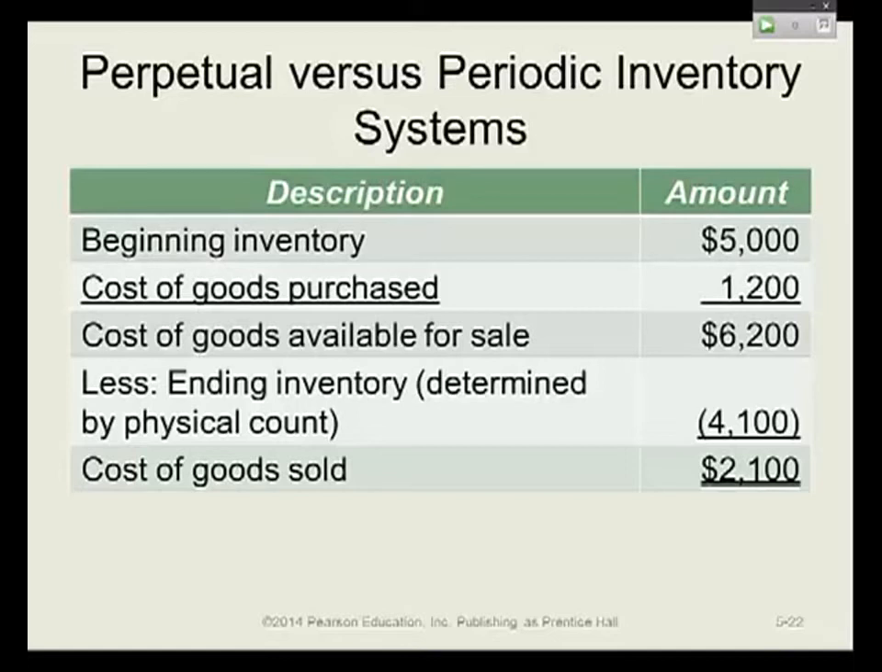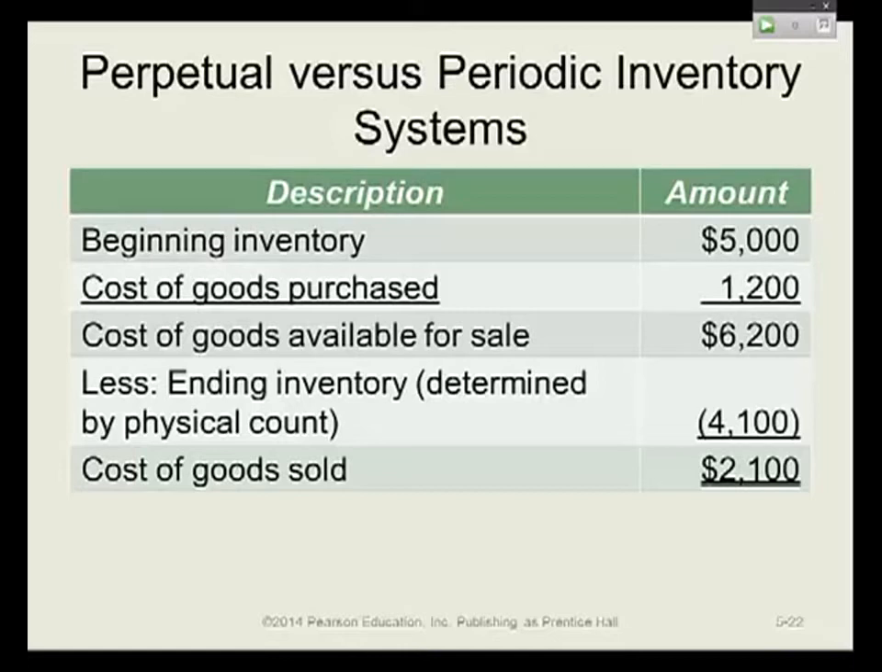And it's almost like a scale, so what goes into this goods available has to equal what comes out of it. So in this case, if we counted 4,100, then 2,100 has to be in cost of goods sold. So the 62 minus the 41 gives us the cost of goods sold. So it's like a scale. It balances. What comes into the system, what comes into goods available, has to go out. And that is going to be in a pure periodic system.